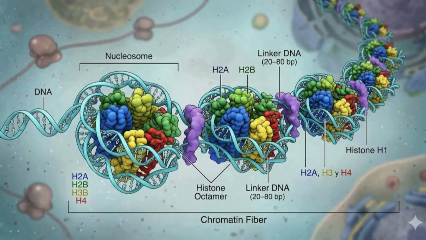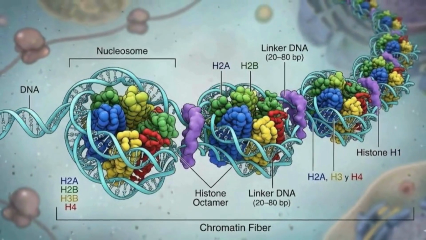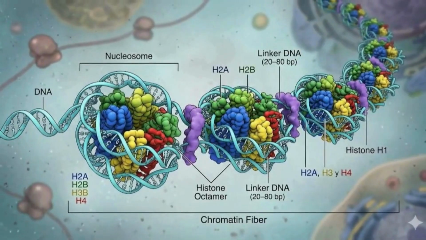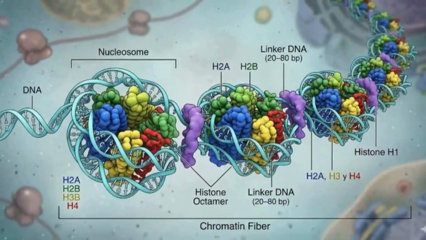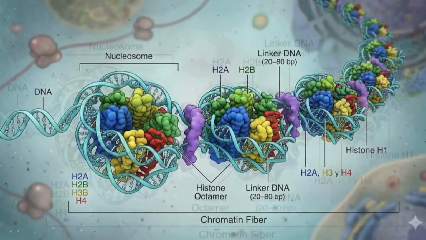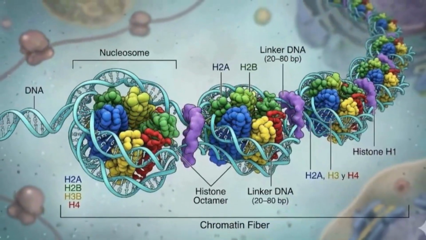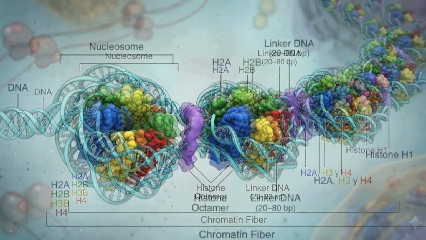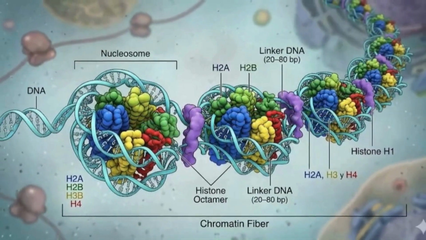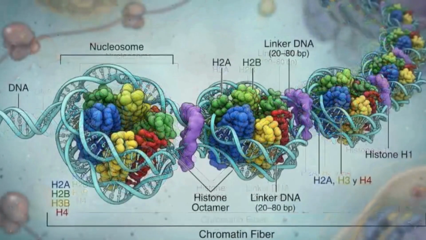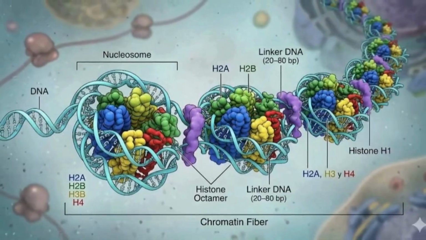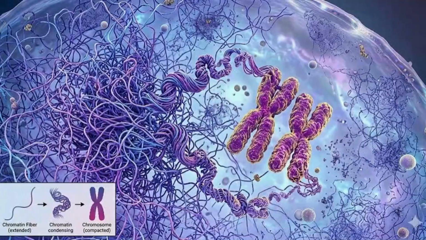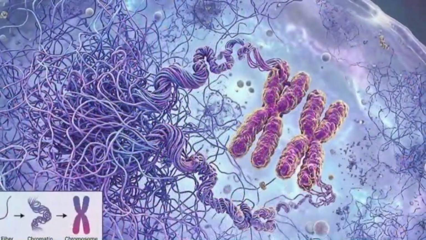DNA molecules are extremely long, so cells must package them efficiently to fit inside the nucleus. This packaging occurs through association with proteins called histones. DNA wraps around histone octamers to form structures known as nucleosomes, which are considered the fundamental units of chromatin. These nucleosomes further coil and fold into higher-order chromatin fibers. During cell division, chromatin becomes even more condensed to form visible chromosomes.